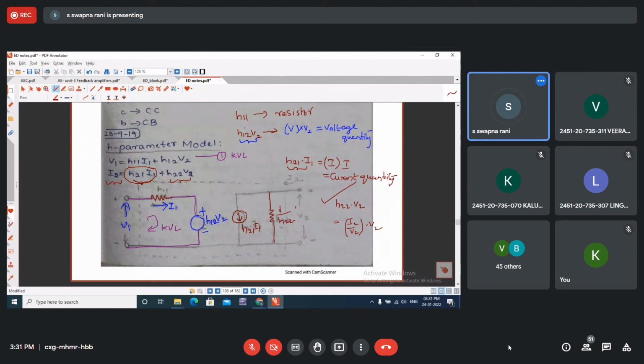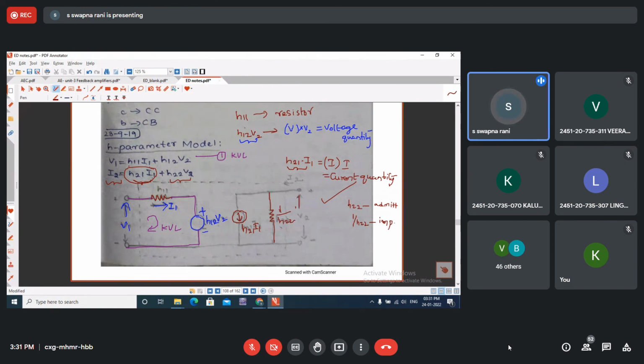See here, H22 is the admittance and 1 by H22 is the impedance.